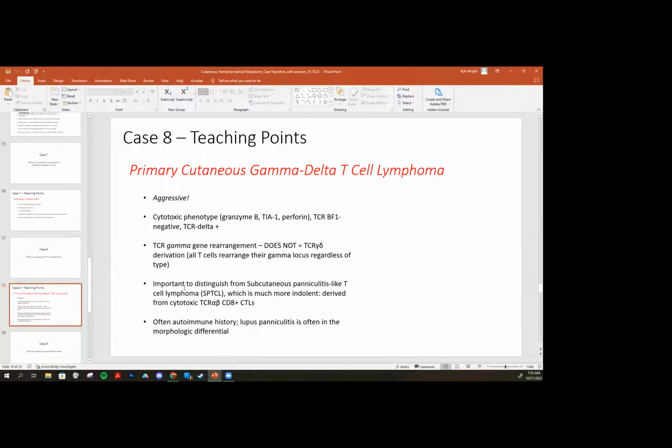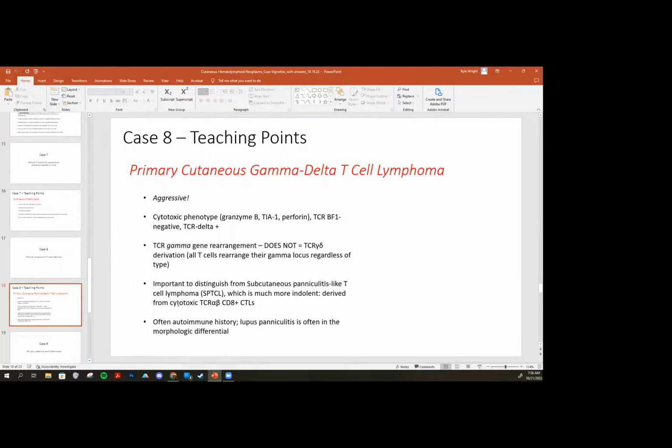In terms of important differentials, it's important to distinguish this from subcutaneous panniculitis-like T-cell lymphoma, or SPTCL, which is much more indolent. And that lesion is derived also from a cytotoxic T-cell population, but instead of it being a gamma delta T-cell, it's actually derived from CD8 positive cytotoxic T lymphocytes.